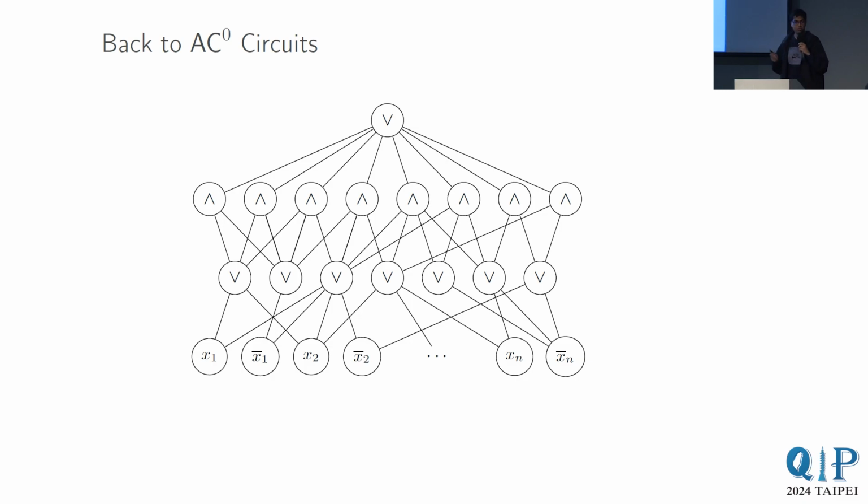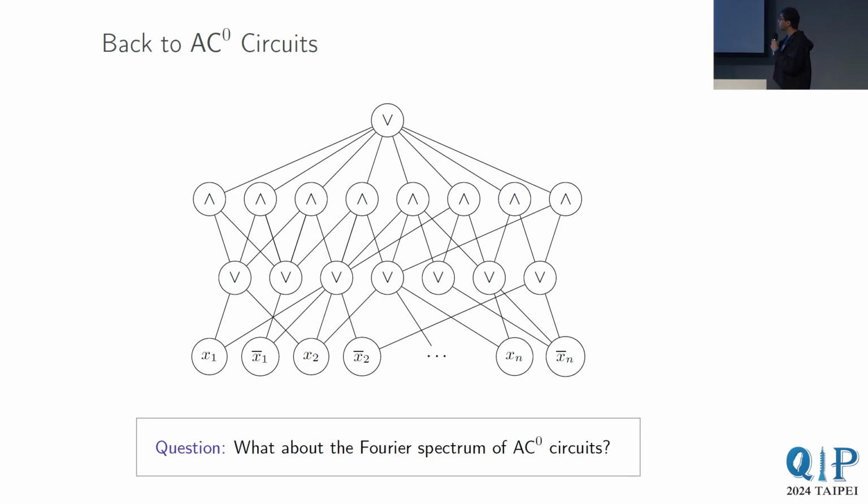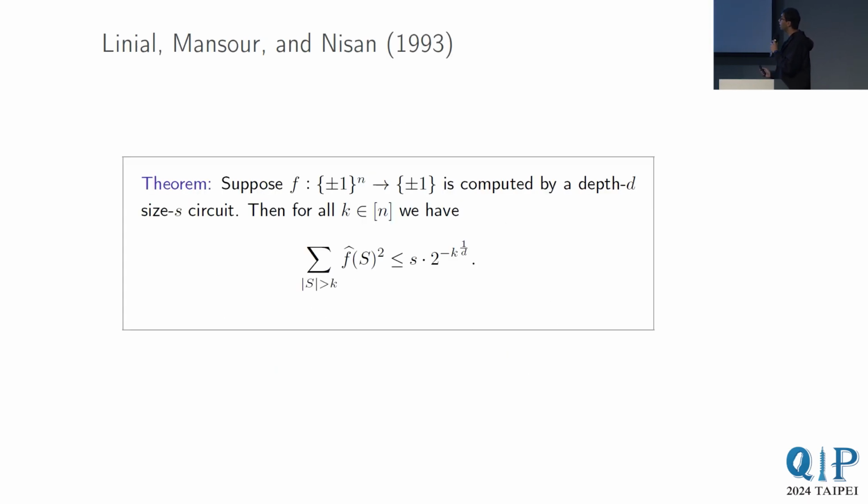This is the picture that hopefully we all have in mind, and you can ask what the Fourier spectrum of AC0 circuits looks like. In the 90s, there was a lot of work on the Fourier spectrum of restricted classes of Boolean functions. And Linial, Mansour, and Nisan in '93 proved the following bound. They showed that if you have a depth D size S circuit, then the Fourier coefficients have the following tail bound behavior.